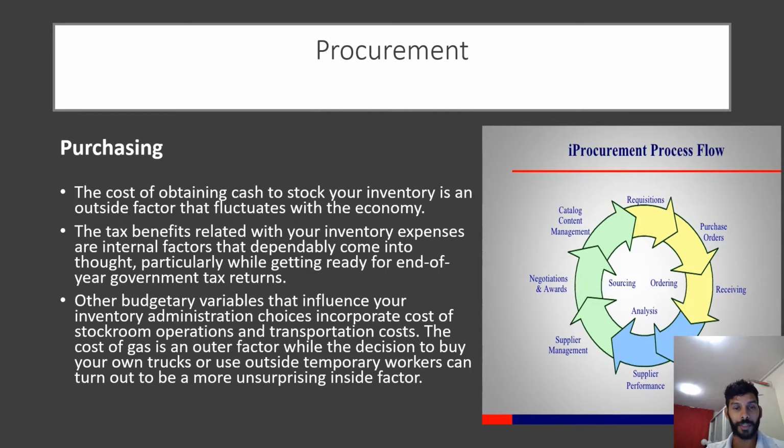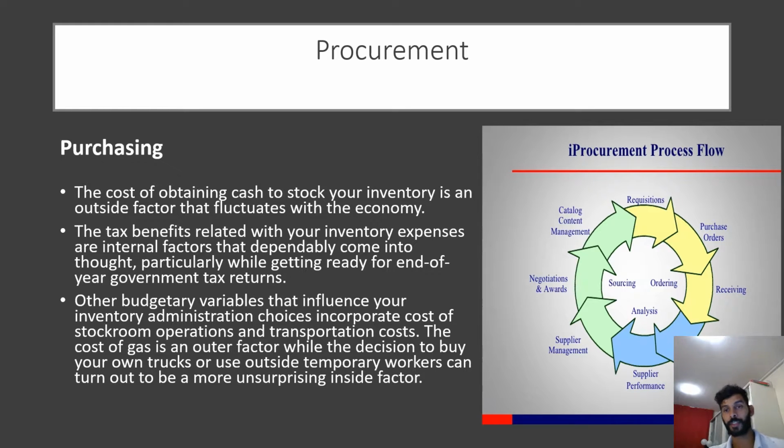Other budgetary variables that can influence inventory administration choices incorporate the cost of stockroom operations and transportation costs. For example, the cost of gas is an outer factor, whereas the decision to buy our own trucks or use temporary workers can be an internal factor.